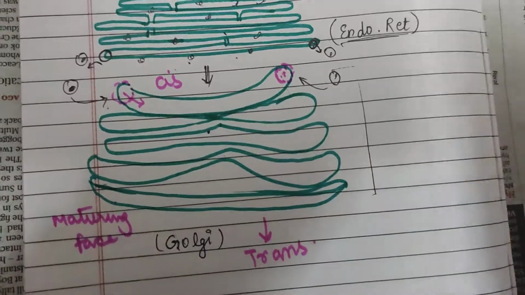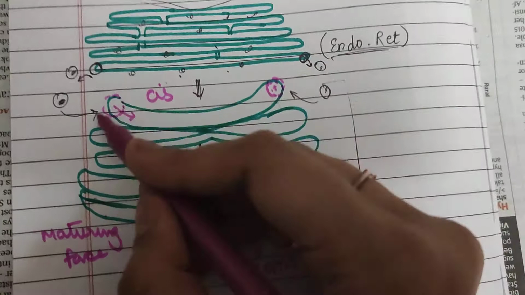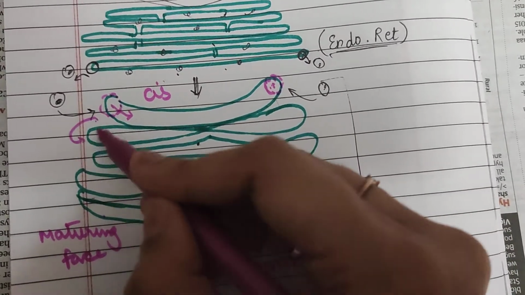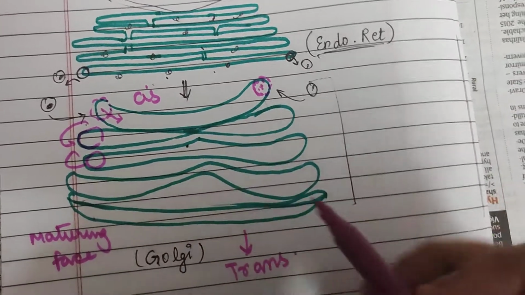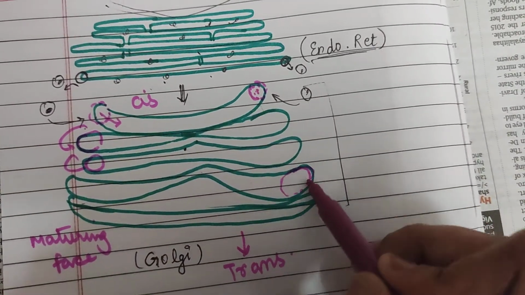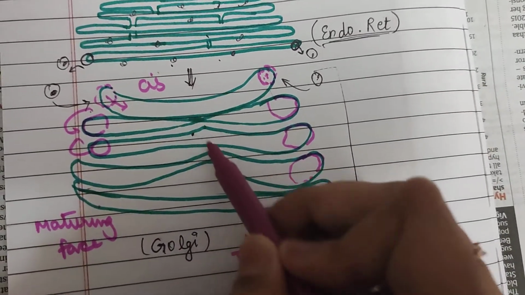Okay, so now let us come back to this. The vesicles get attached in the same way. They are going to get pinched off, go to the other one, get pinched off, and go to the next one. You can see that these ends of the Golgi are swollen as compared to this, which are quite tapering.